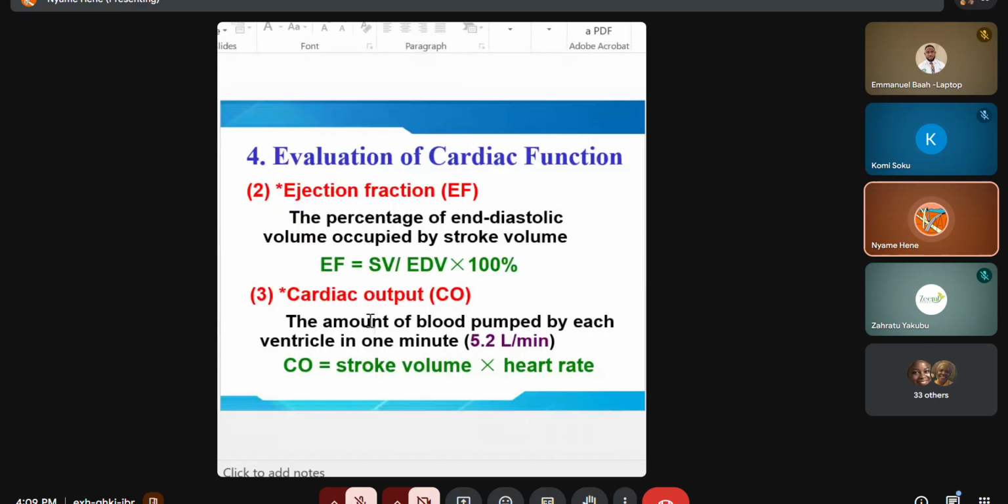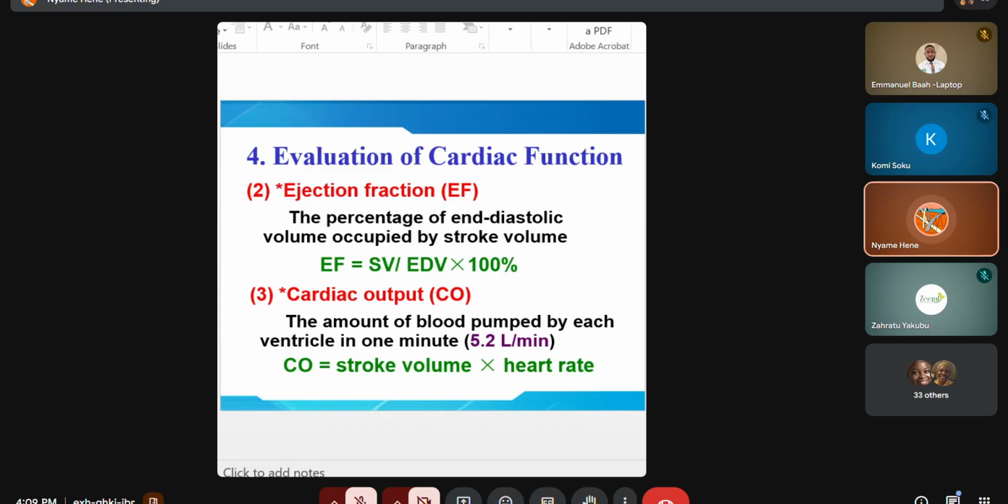Do you understand now? So cardiac output is the amount of blood pumped by each ventricle in 1 minute. So it's just stroke volume times the heart rate, because the stroke volume is just the 8 seconds. So how many 8 seconds would you get in 1 minute? That becomes your cardiac output.